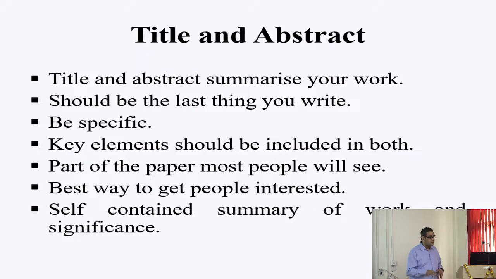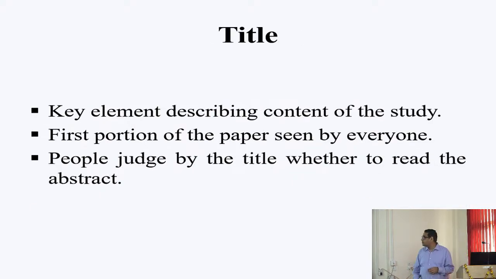It contains everything. Title: what should be there? Key elements describing the content of the study. First portion of the paper seen by everyone. People judge by the title whether to read the abstract. This is truth. You read the title, you go to the abstract. In the same way, if you don't have a proper title, you will not go through the abstract. Many times there are so many papers coming. If the title is not related to you, not understandable to you, you will never be able to see the abstract. So this is very important. Sometimes people think, what is happening in the title?